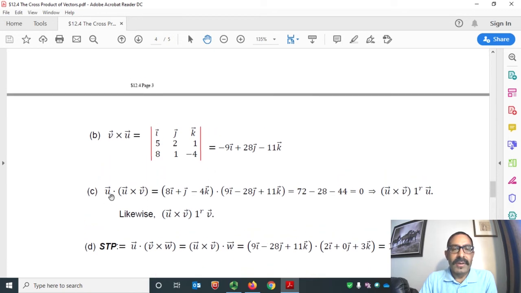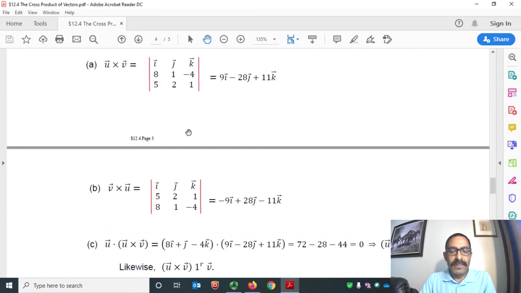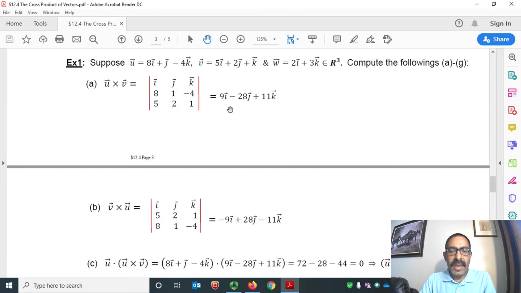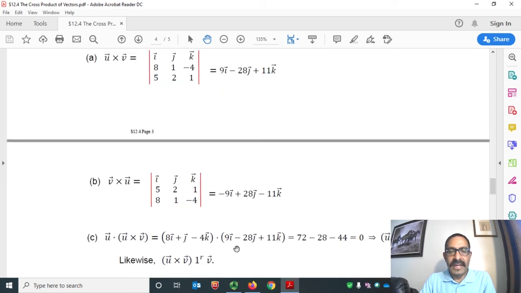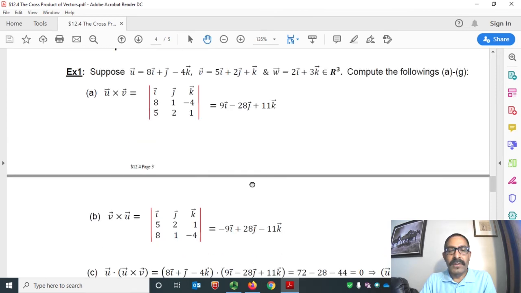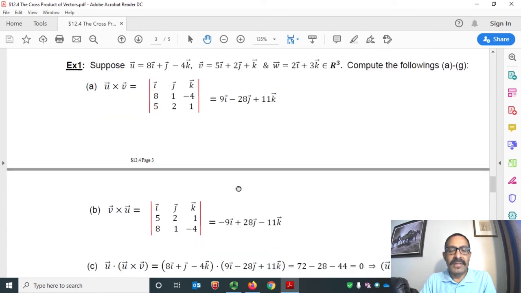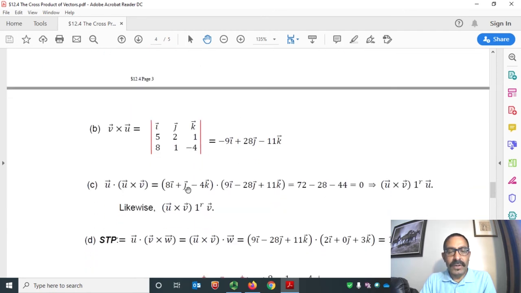So, I mentioned earlier the cross product U cross V is orthogonal to U and orthogonal to V. So that means I'm going to get 0 here. I'm taking the dot product of U and U cross V. Here U cross V we already found in part A. So U cross V is 9i minus 28j plus 11k, and U vector is given to us, 8i plus j minus 4k. And let's take the dot product.